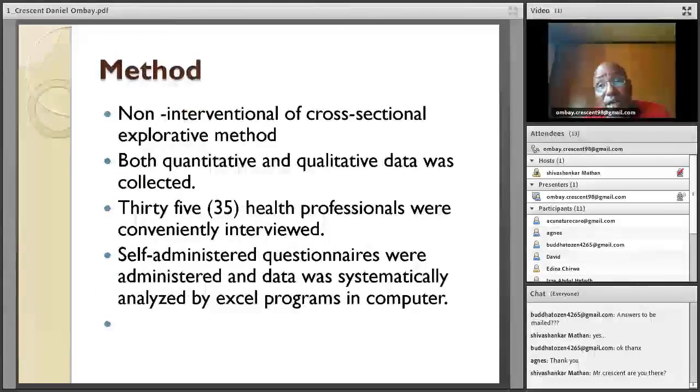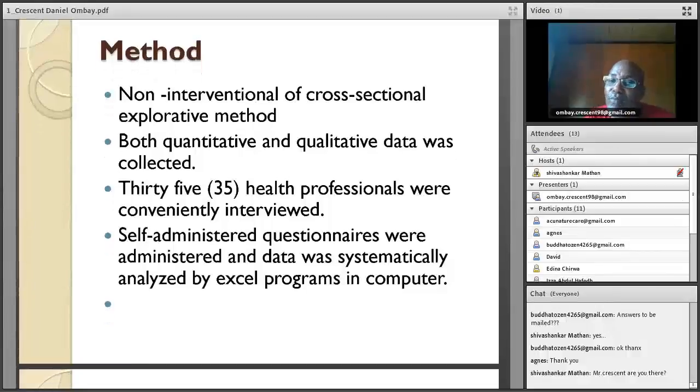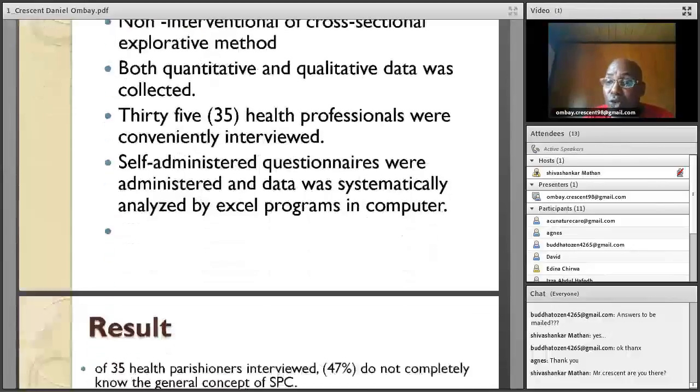A non-interventional, cross-sectional exploration method was used. Both qualitative and quantitative data were collected. 35 health professionals were conveniently interviewed. Self-administered questionnaires were administered, and data was systematically analyzed with the Excel program on the computer.